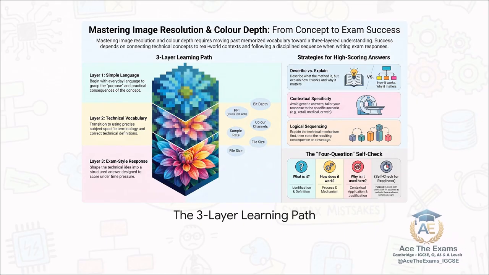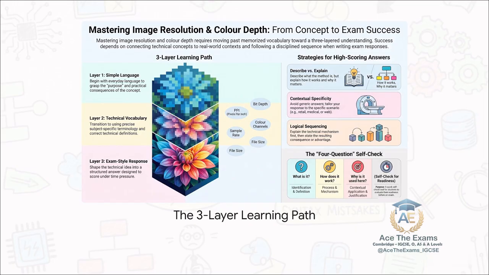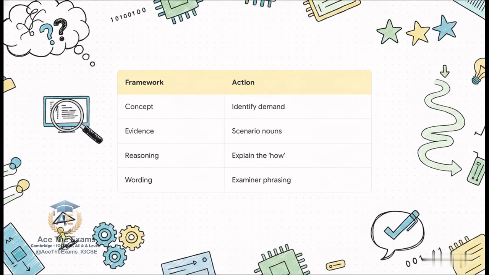This is where you replace your everyday words with precise subject-specific terms, like sample rate or bit depth. And finally, Layer 3 is the exam-style response. This is where you mold that technical idea into a tightly structured answer, designed specifically to satisfy the examiner's rubric while you're under intense time pressure. And to perfectly execute that layer 3, you rely on this framework right here, CERW. Concept, evidence, reasoning, and wording.